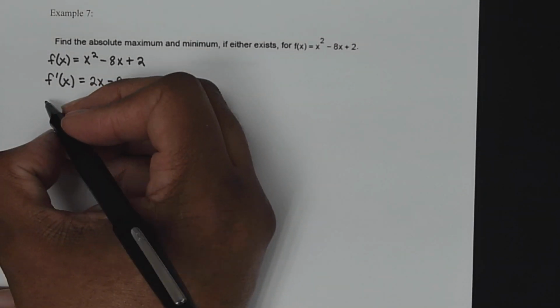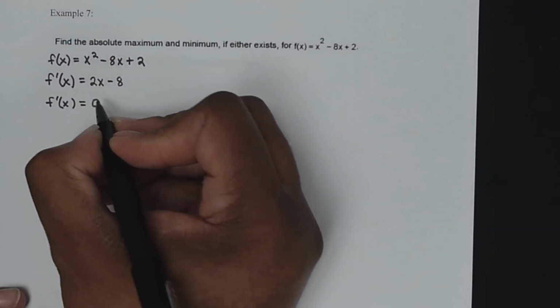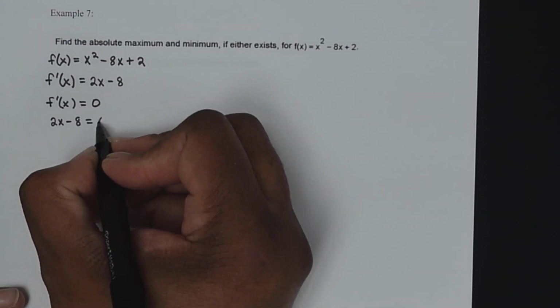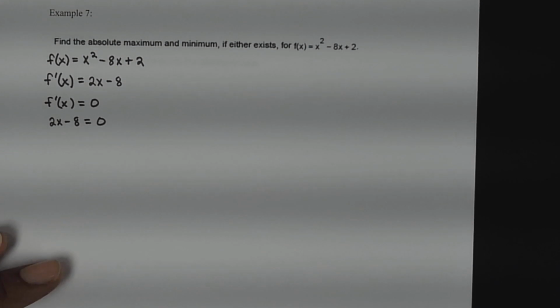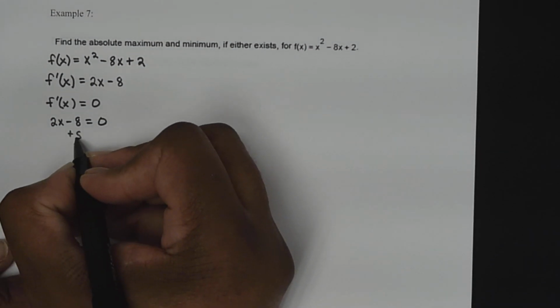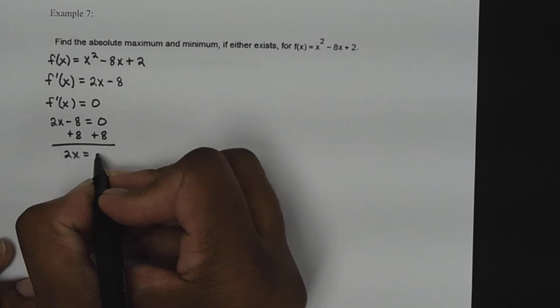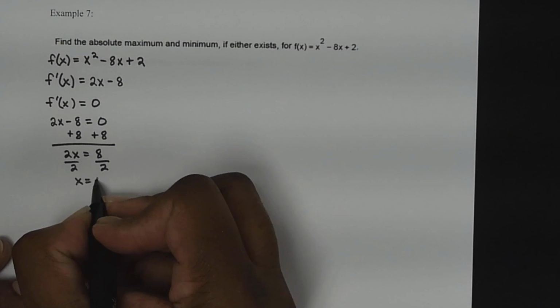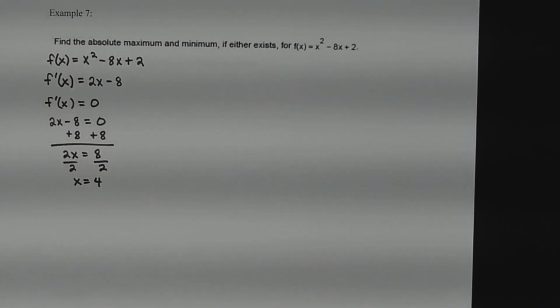Now let's find the critical number by setting f prime of x equal to 0. So here we have 2x minus 8 equal to 0, and solve for x. If I add 8 to both sides, that means I have 2x is equal to 8. Divide by 2, x is equal to 4. So my critical number will be at x is equal to 4.